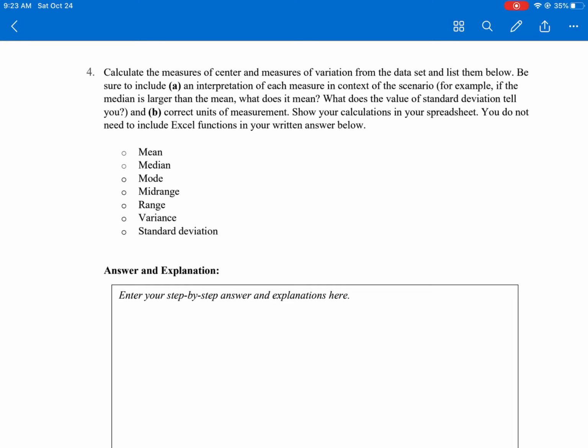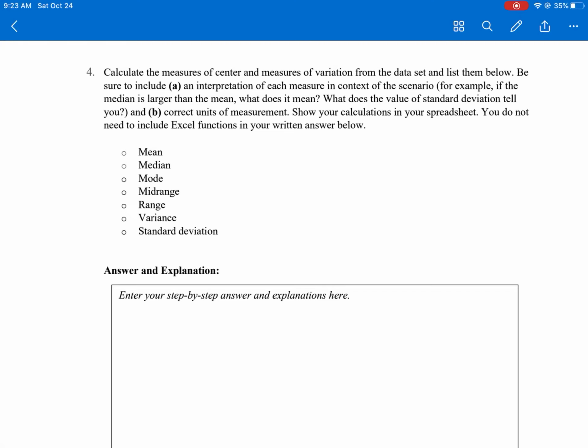And make sure you have the correct unit of measure. We're talking about money, so what should it be measured in? Also be very careful with variance, because variance is always your label squared. And then make sure you show your calculations in your spreadsheet.